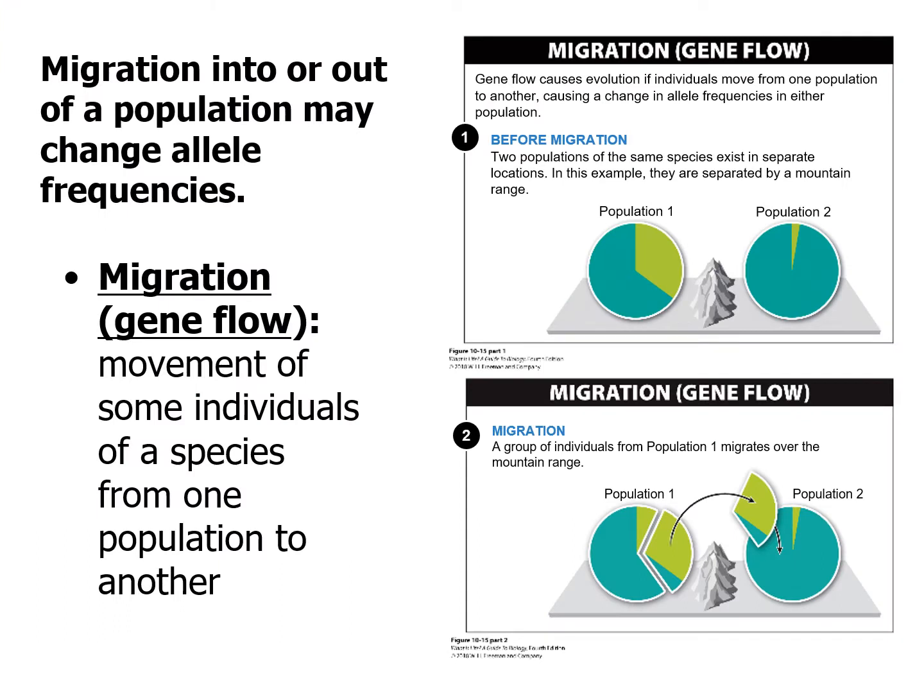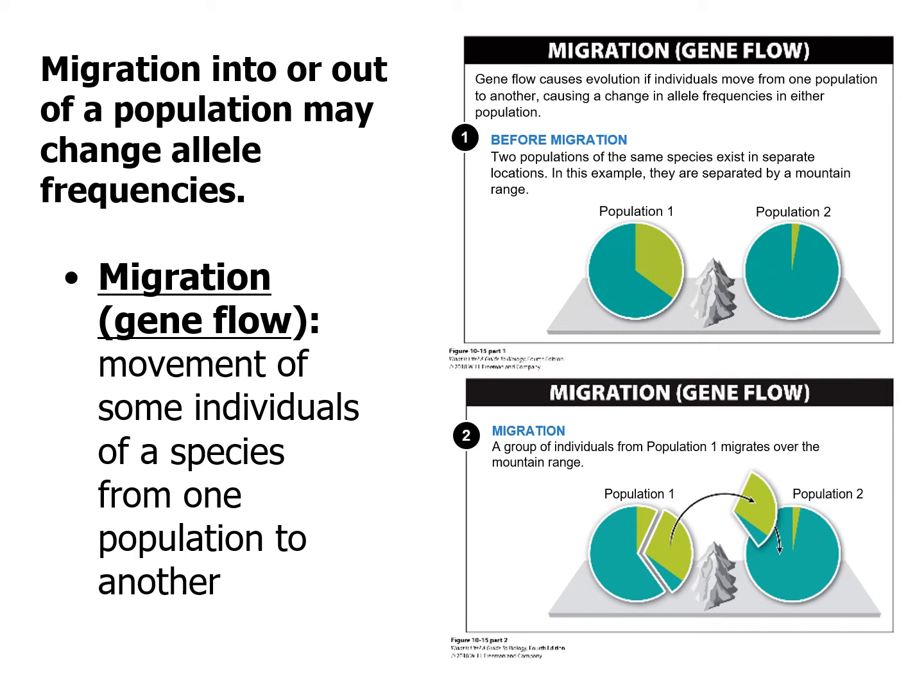Okay, moving on to migration. So migration, also known as gene flow, is the movement of some individuals of a species from one population to another. And in this little example we have two populations of the same species that exist in separate locations. And in this example, they are separated by a mountain range.